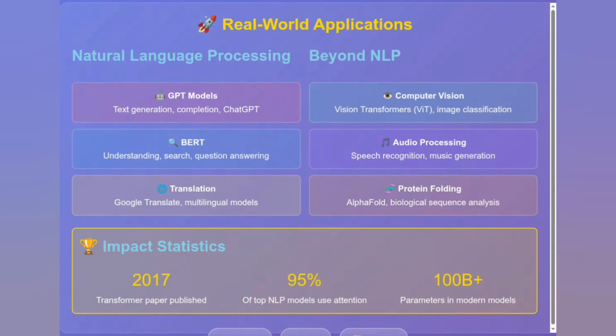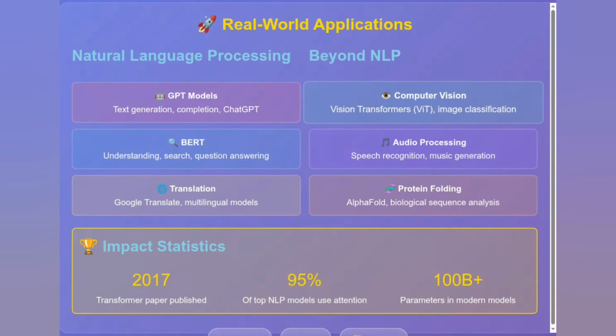Let's talk about impact. The attention mechanism didn't just improve academic benchmarks, it transformed entire industries. In natural language processing, attention enabled GPT models, from GPT-1 to GPT-4 and ChatGPT. BERT revolutionized language understanding, now used in Google Search. Translation systems: Google Translate's quality jumped dramatically when they switched to attention-based models.